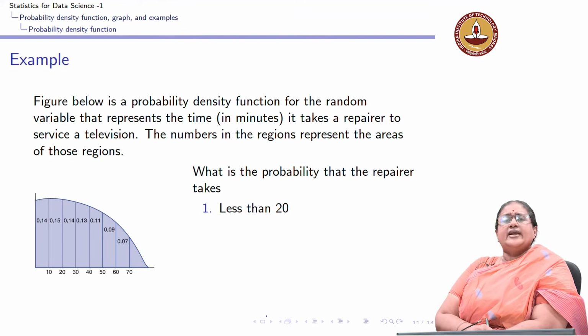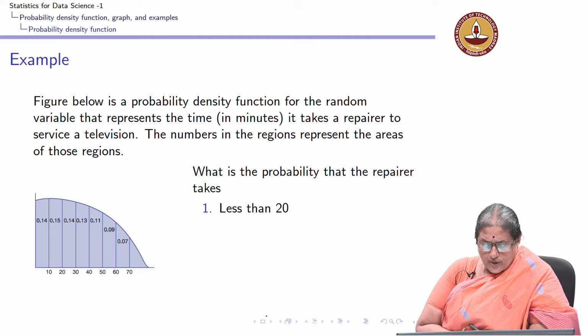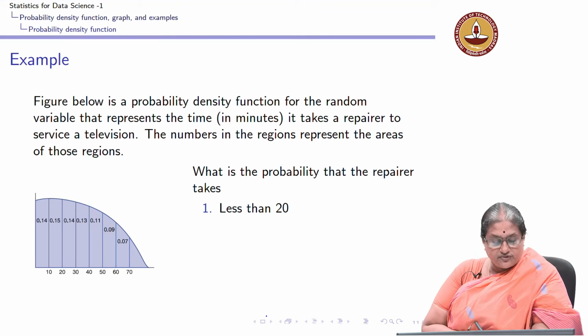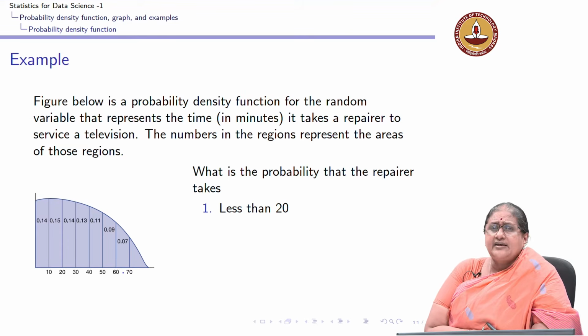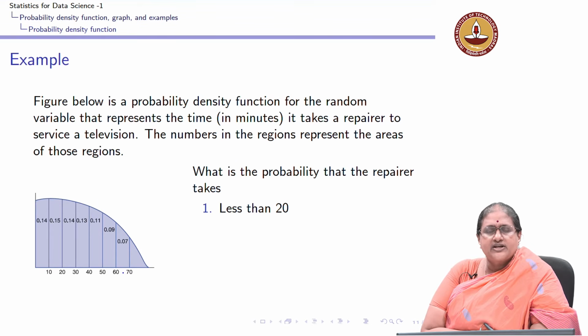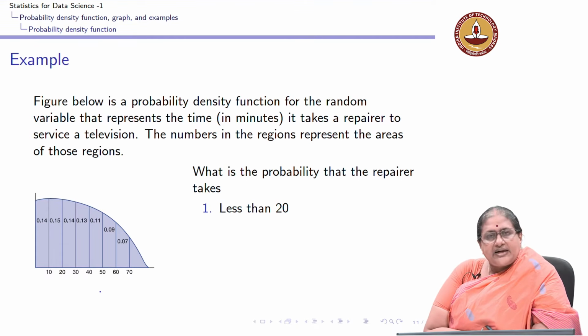Now, let us look at an example to understand what we have discussed so far. I have a figure, and the examples and exercises we have been discussing so far are, most of them, and some of them are from the prescribed textbook, an introductory statistics textbook by Sheldon Ross. So, even this problem is taken from that textbook.